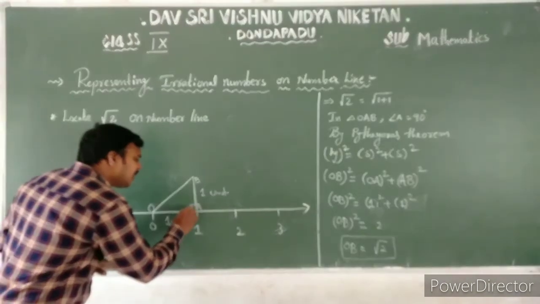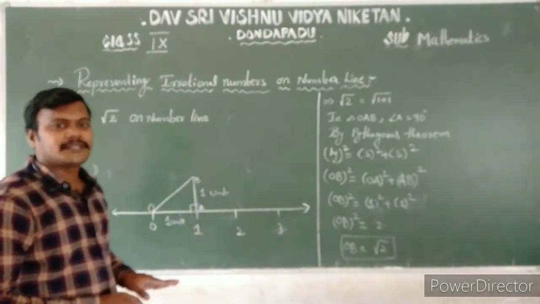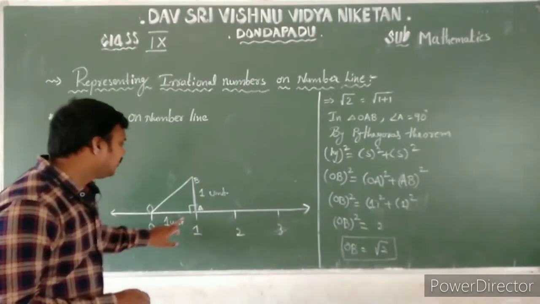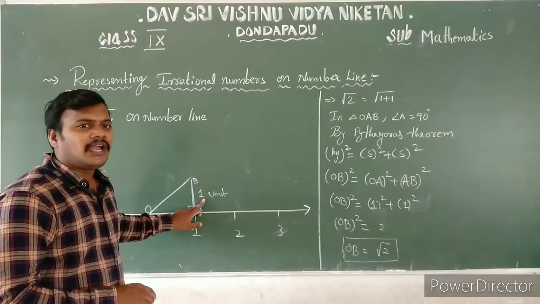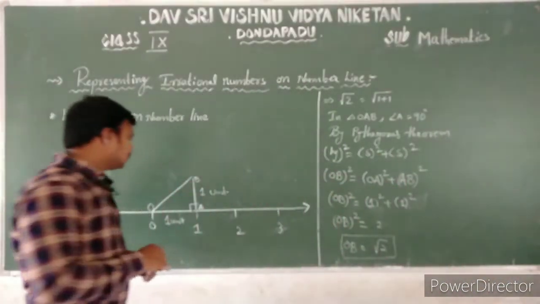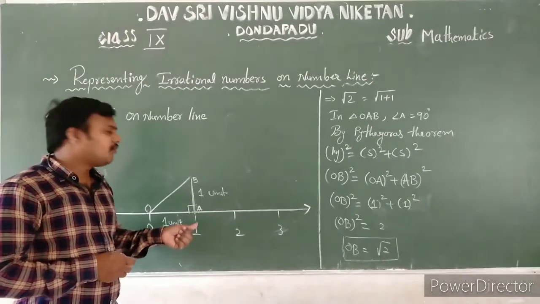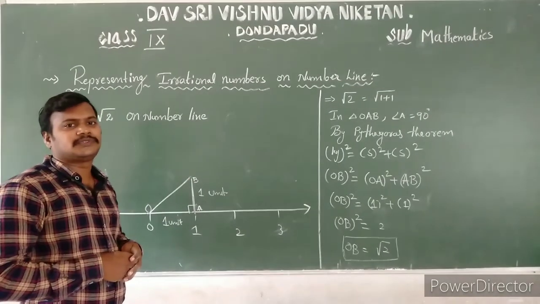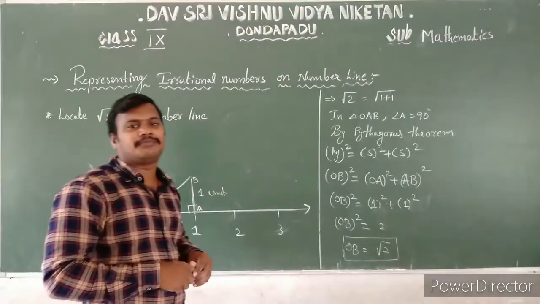It means angle A equals 90 degrees. The length of OA equals 1 unit, and the length of AB is also 1 unit. So we know the measurements of OA and AB. We need to find the length of OB also, and we are going to find it by using the Pythagoras theorem.